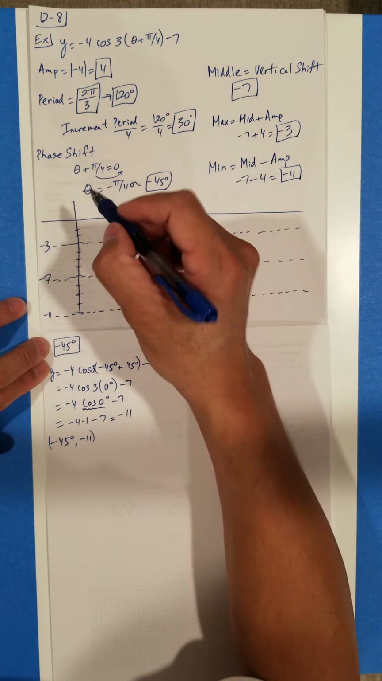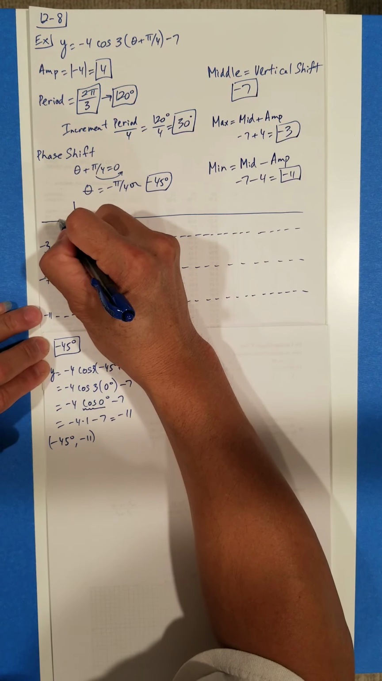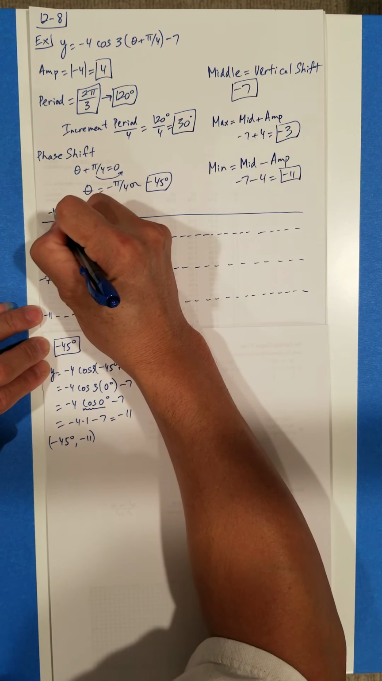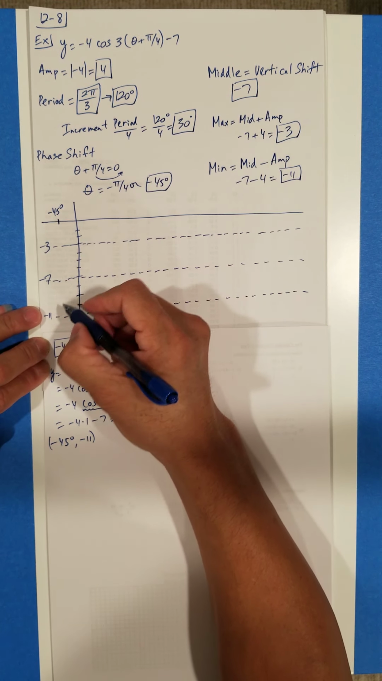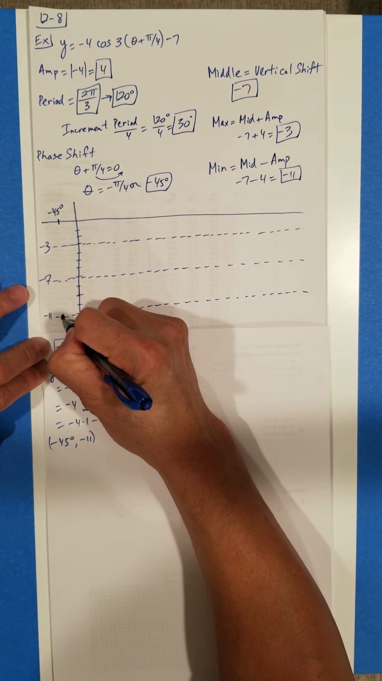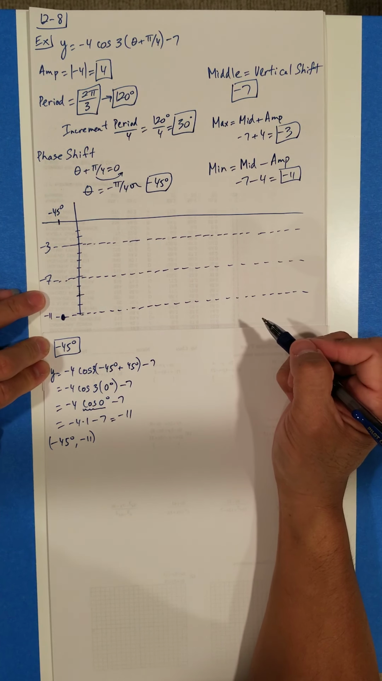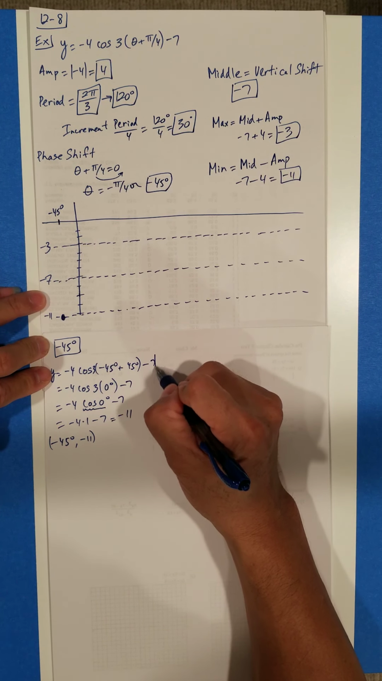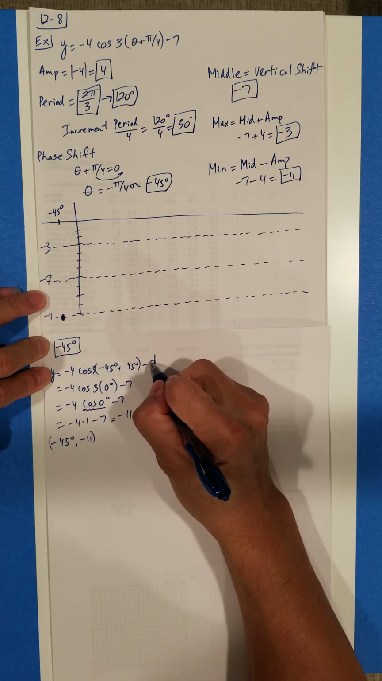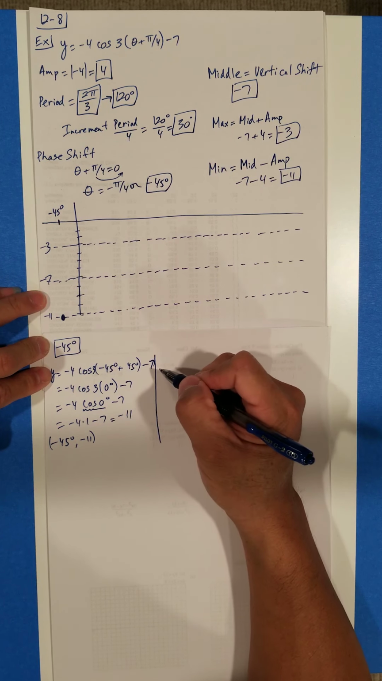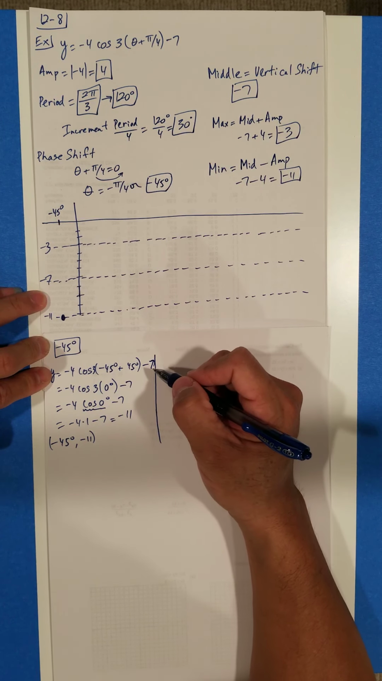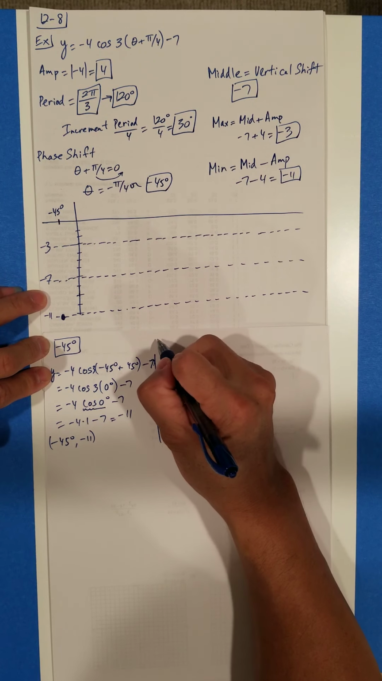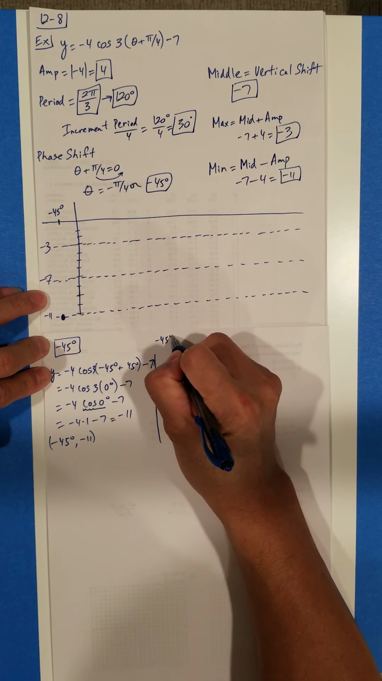So here's my line. Negative 45, let's say, is right there. Negative 45 degrees. My height is negative 11. So here's negative 11. Make a dot. So there, we got 1 point down. We need at least 5. If we had 9, that would give us 2 waves. The more, the better. So with negative 45, that's my first point.